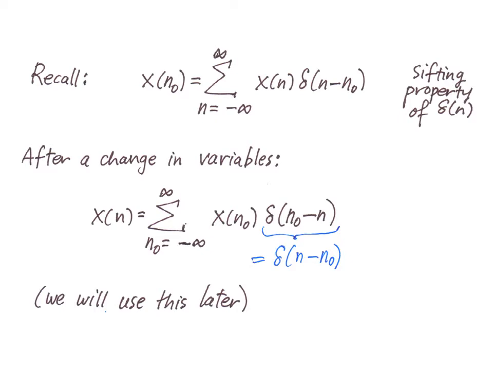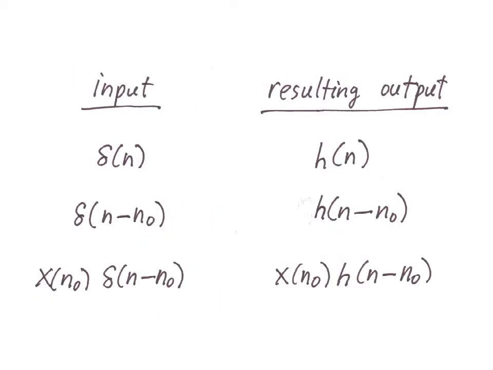This has to do with the fact that it is, when time reversed, the same as before, if it were delta of n. So negating the entire argument gives the same result. We'll use this later in our derivation. So let's begin the derivation.